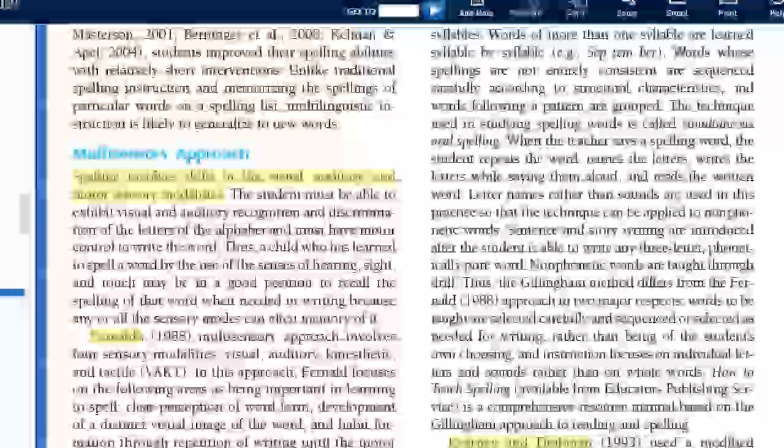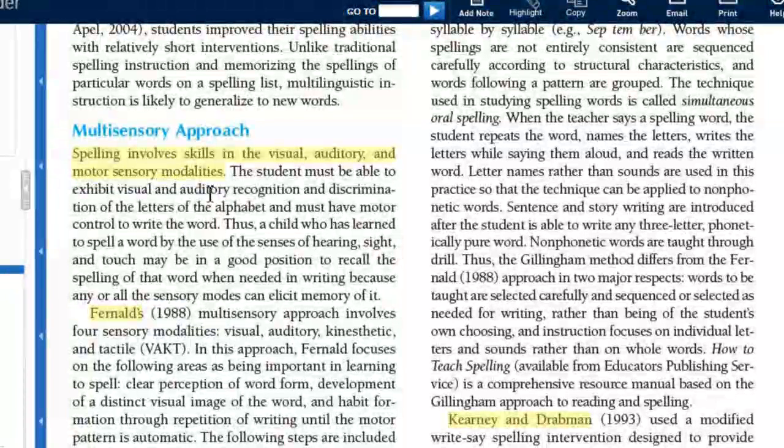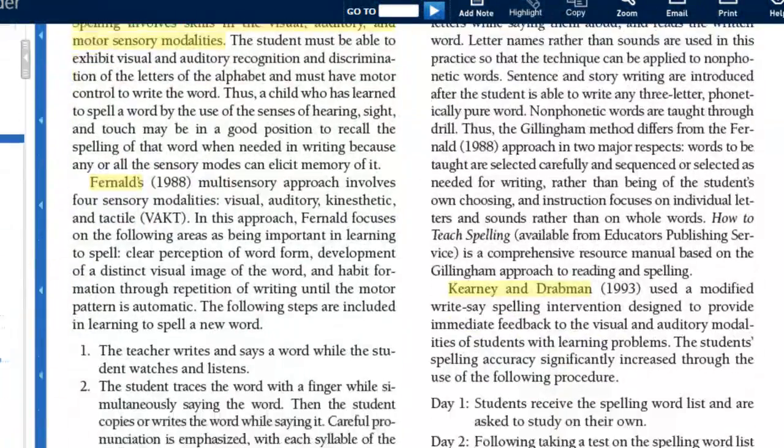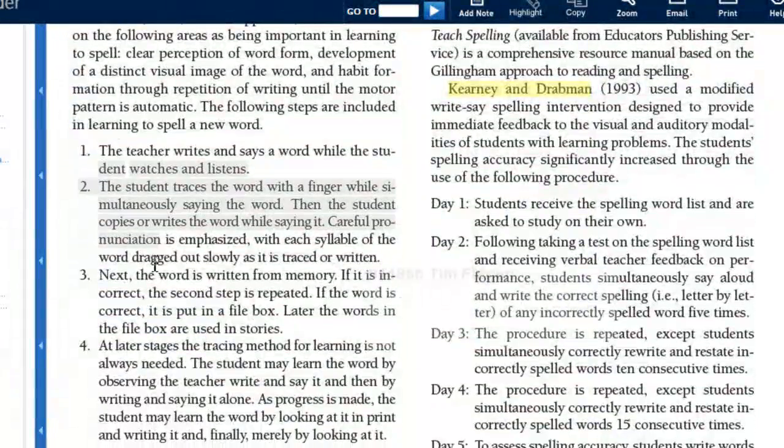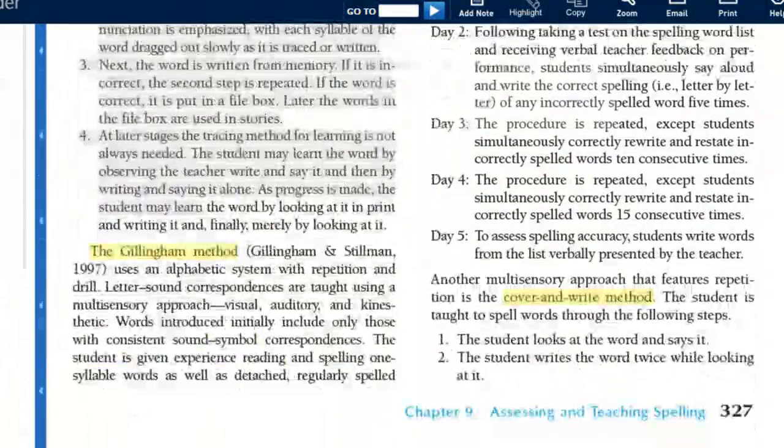There's the multisensory approach. And in this multisensory approach, here's what I want you to bring in. Here's the Fernald method. The multisensory approach involves four sensory modalities. There's some stuff about Fernald. Don't bring all this in, or if you do, shorten this up a little bit. That'll get to be too much in your notes.